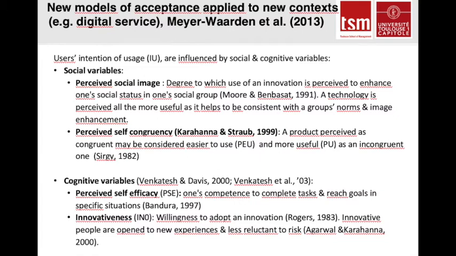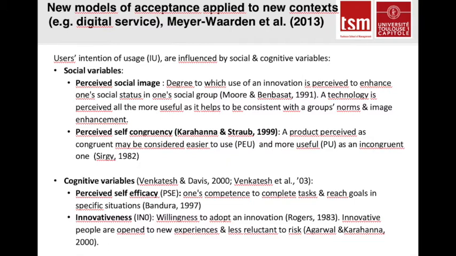Namely perceived social image, which is the degree to which the use of an innovation is perceived to enhance one's social status in one social group. Technology is perceived all the more useful as it helps to be consistent with the group's norms, image enhancement. Perceived self-congruency is the congruence of a product with the values of a user. A product perceived as congruent may be considered easier to use and more useful as an incongruent one.